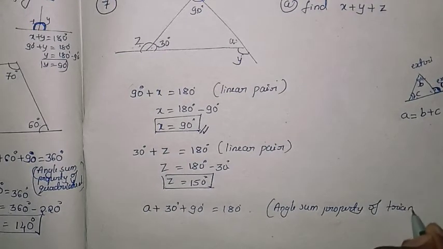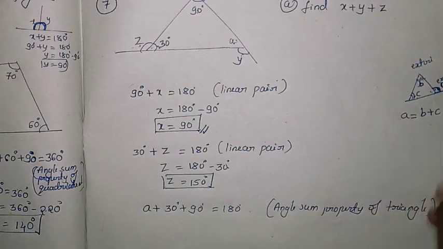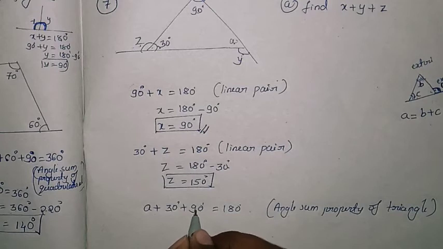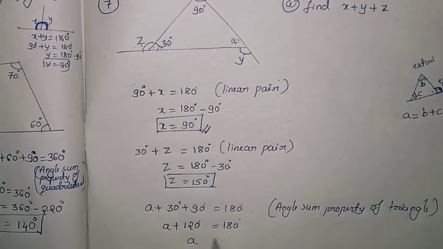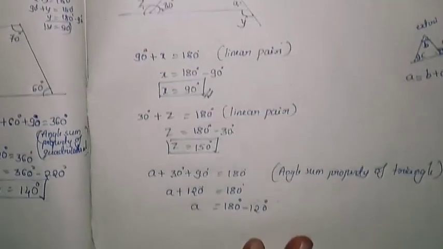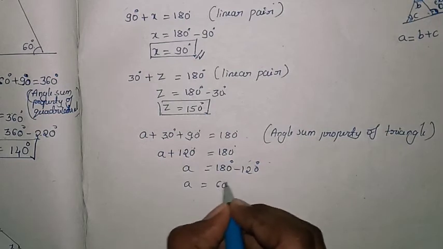If you are solving by the exterior angle method, then you have to write y is equal to 90 plus 30, and in brackets you write by exterior angle theorem. So 90 plus 30 is 120. A plus 120 is equal to 180 degrees. So we want the value of A: 180 degrees minus 120. As it is a plus, if it goes to the right-hand side, it will become negative. 180 minus 120, so A is equal to 60 degrees.